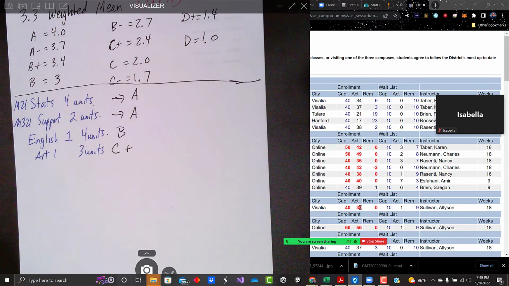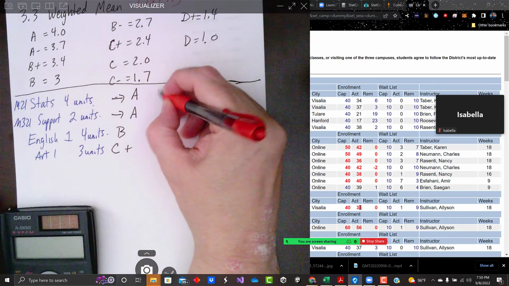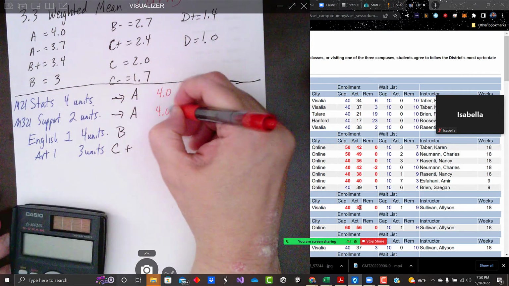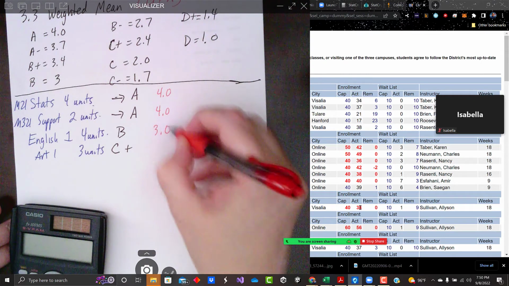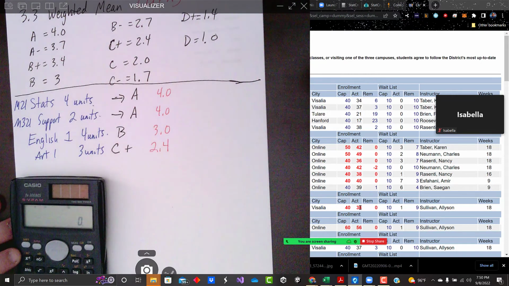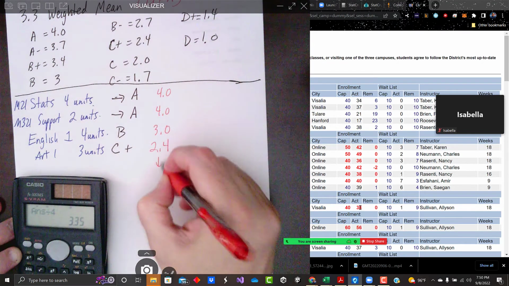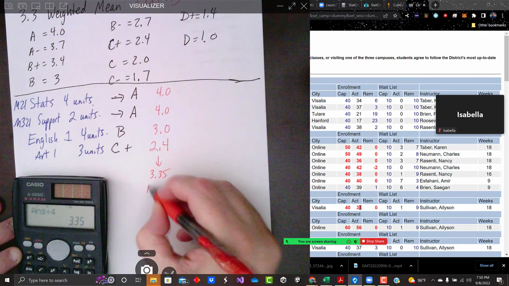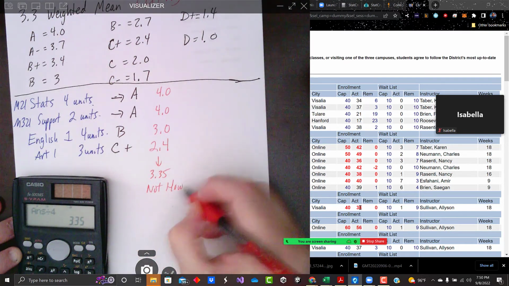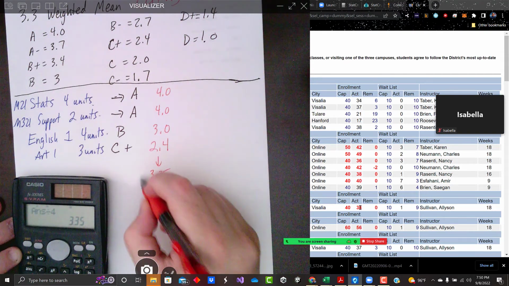Now, if I were just to take the mean of them as is and just pretend that's how it is, this would be a 4.0, this would be a 4.0, B is a 3.0, and C plus is 2.4. 4 plus 4 plus 3 plus 2.4 equals 13.4, and if I divide by 4, I would get 3.35. This is not how you do GPA. We don't just take the average of the values.